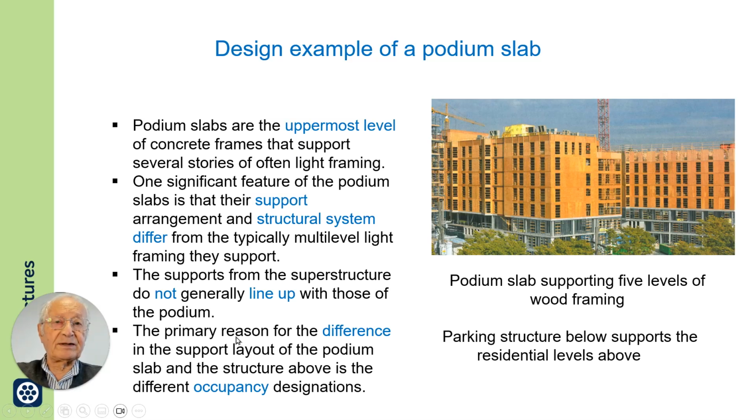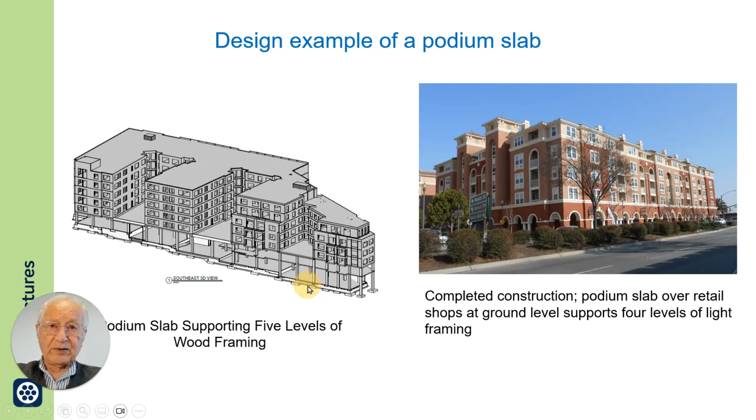The primary reason for the difference in the support layout of the podium slab and the structure above is the different occupancy designations. Above, the occupancy in the image is residential. Below, the occupancy is parking structure. The requirements for parking as far as the spacing of columns are concerned are different from that above. And that is why the columns do not necessarily line up.